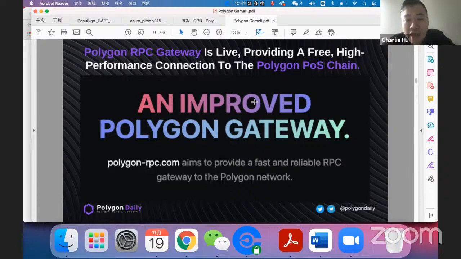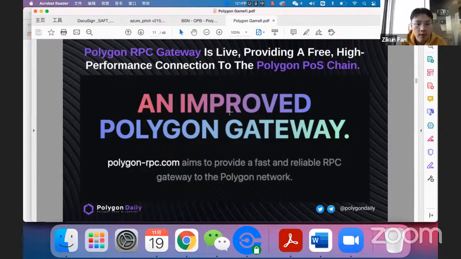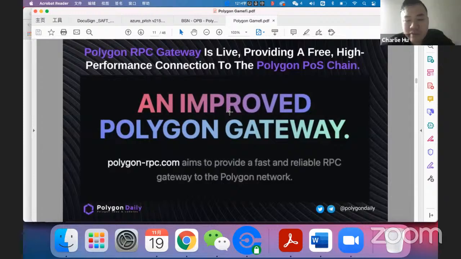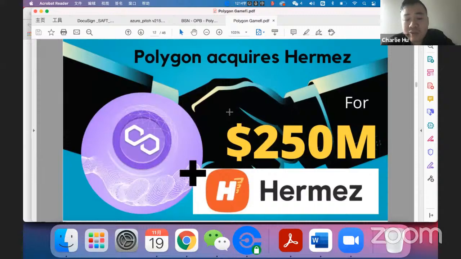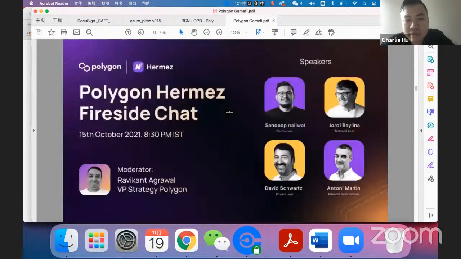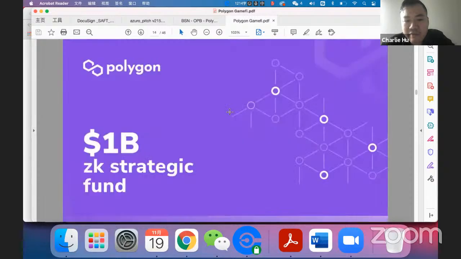Because of the high usage, we do have some congestion issues. So we built the Polygon RPC to improve the user experience and lower the congestion problem. We also try to push on some other ZK rollups to make it more scalable in the long run. So we had a major acquisition of the Hermez team, a 220 million acquisition. They are actually in the process of launching their ZK EVM next year, so we are very much looking forward to that.